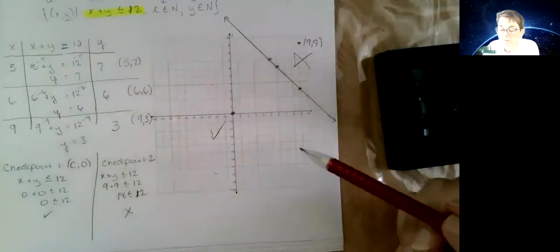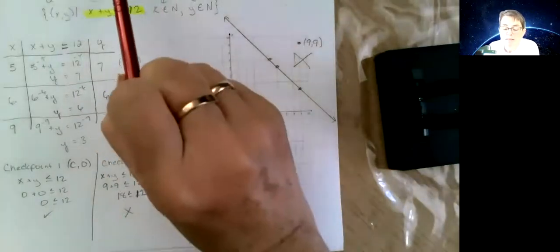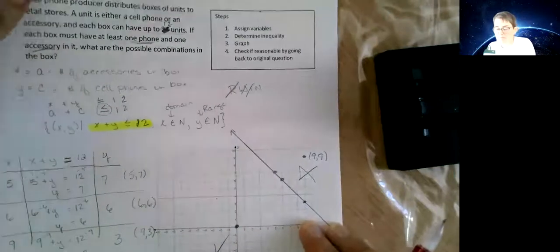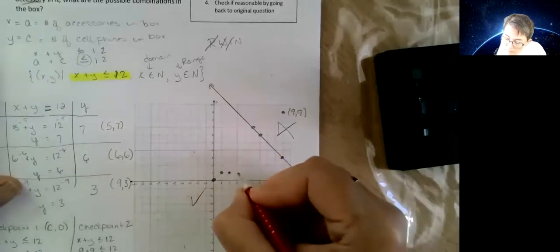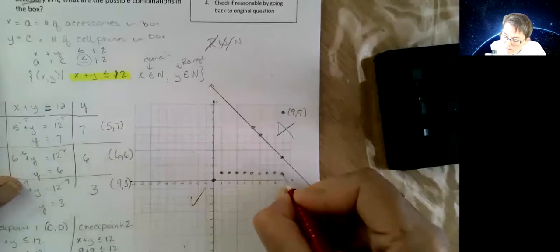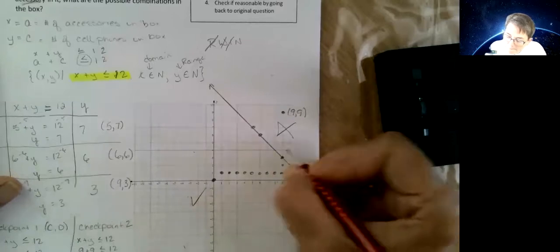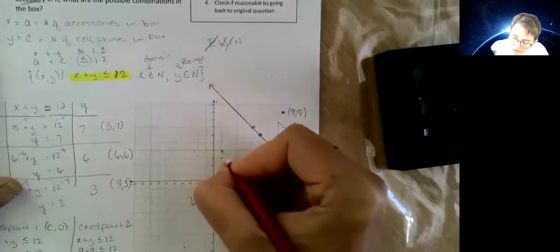But we have to pay attention because it says you have to have at least one phone and one accessory. So that was where the natural numbers came from. So I can't use 0 and 0 because that is not natural numbers. If I put 0 phones and 0 accessories, I don't have at least one of each, so it's no good. So natural numbers. Remember, it's only in the first quadrant. And it goes up like this, and it's dots.